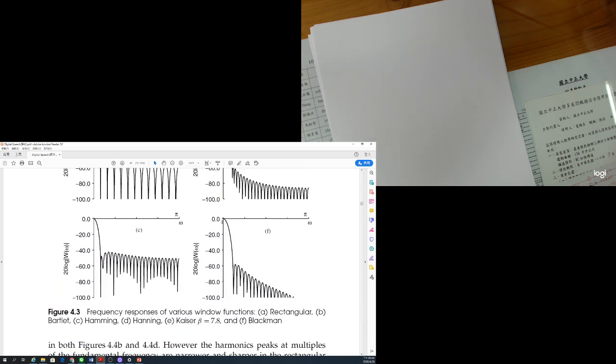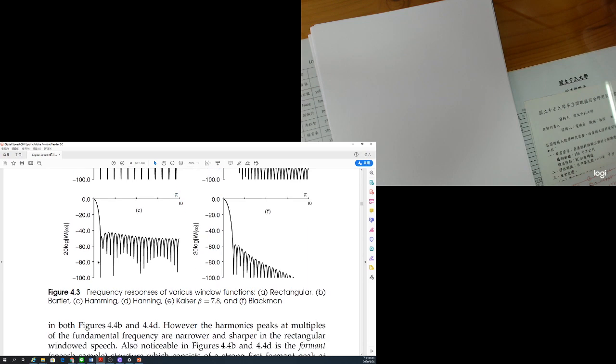Most speech processing does windowing, and most of it uses the Hamming window. Why do they use the Hamming window? Right now you have to know the reason. In addition, in other applications, if they do windowing, they try to minimize the blocking effect, so most of them will consider the Hamming window.